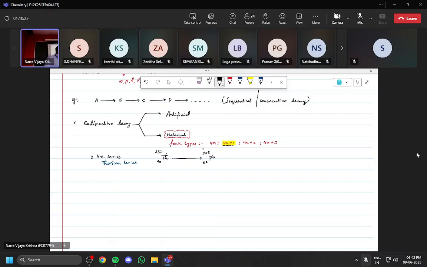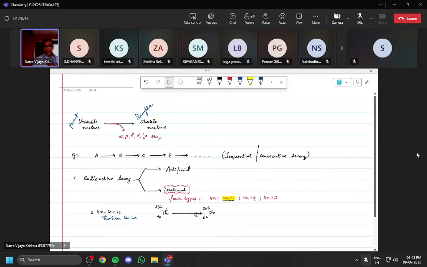Divide the mass number 208 by 4. Now, to convert this to this, some particle should be emitted. Those particles may be alpha particle, beta particle, or gamma radiation, whatever it may be. We call that radioactivity. When an alpha particle is emitted, what is alpha? A helium nucleus, no? Alpha particle means helium nucleus.